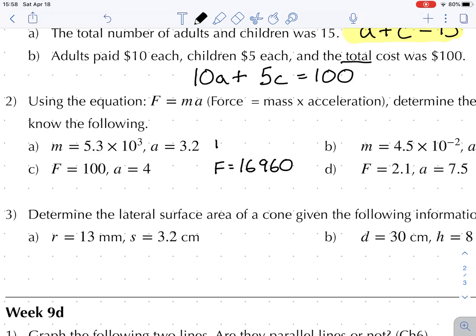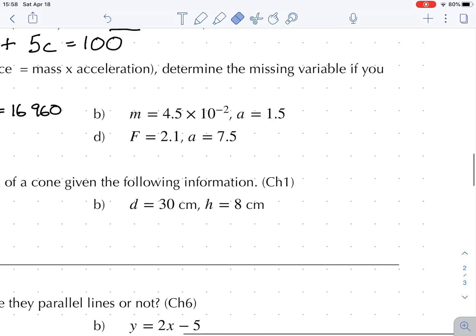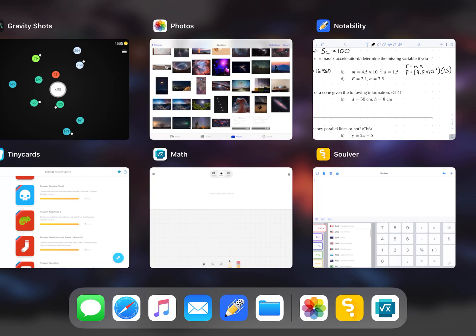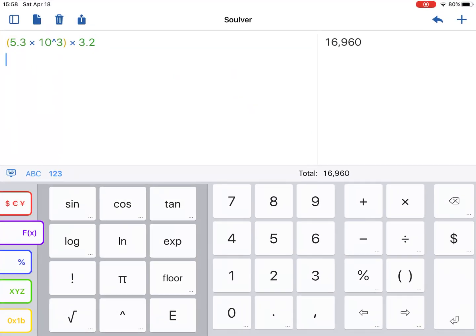All right, so for our first one, force is equal to 16,960. For our second one, we have force equals mass times acceleration. Force is equal to our mass, 4.5, I was reading ahead there, times 10 to the minus 2, this is a small number, times 1.5. 4.5 times 10 to the minus 2 times 1.5.